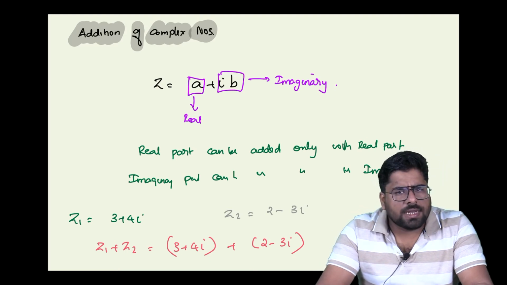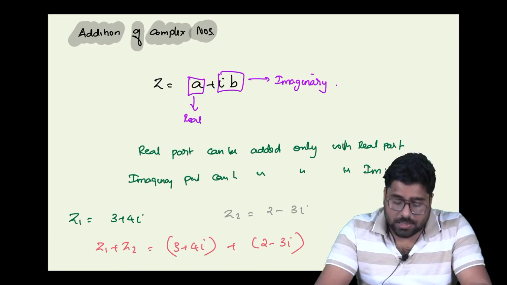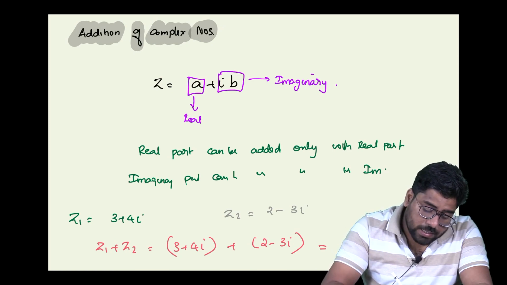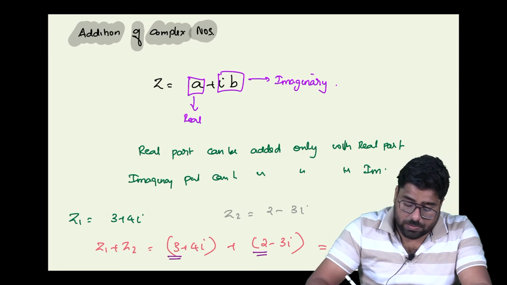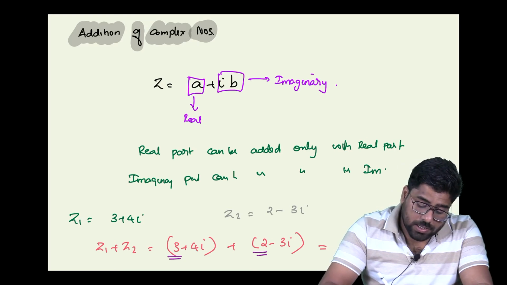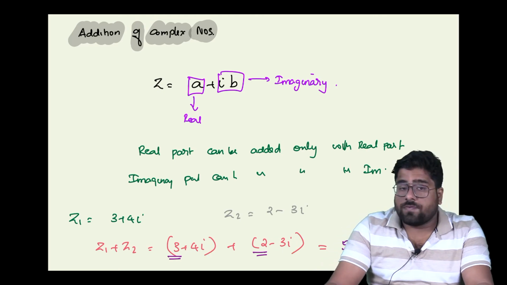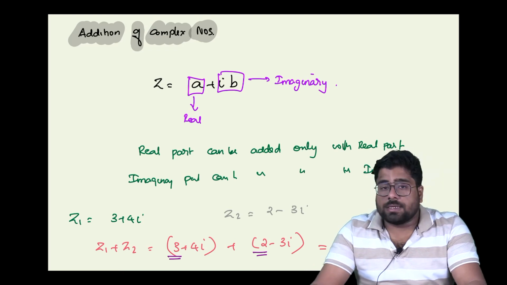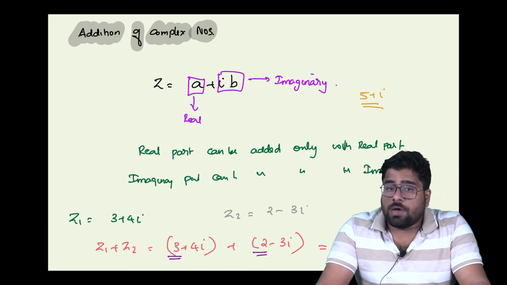So what is going to be the answer for this one? 3 plus 4i plus 2 minus 3i. As I said earlier, you are supposed to add the real part and the real part together. So 3 plus 2 is equal to 5. What about your imaginary part? The imaginary part is 4i, and this is minus 3i. You can add these two and you will get plus 4 minus 3, which is equal to plus 1. So your answer is going to be plus i. So your final answer is going to be 5 plus i. This is the way of addition of complex numbers.